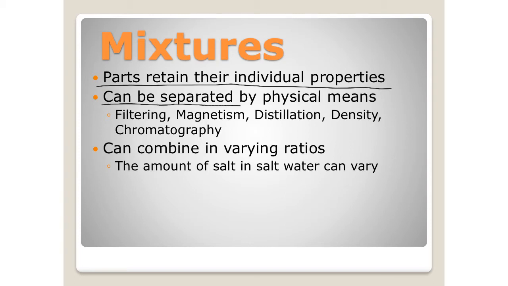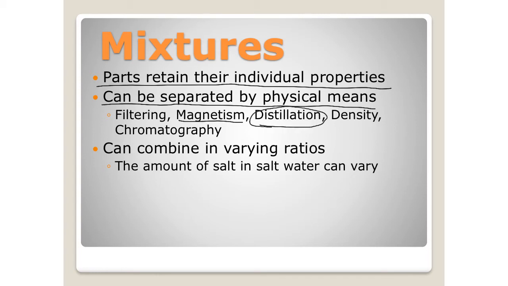So the parts can be separated by physical means. So if we had the sand and the iron is magnetic, we could pull the iron out with a magnet. So you can separate them by physical means. So much easier to separate the parts of a mixture than the parts of a compound, because that requires a chemical reaction in order to do that. So you could filter a solid and a liquid.